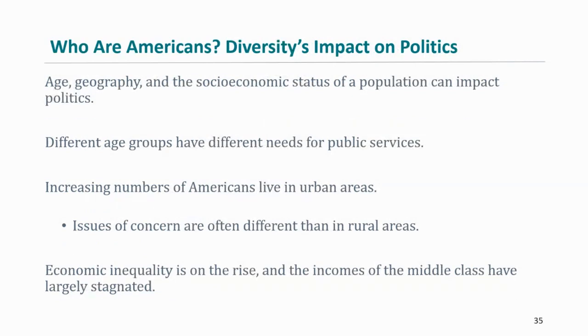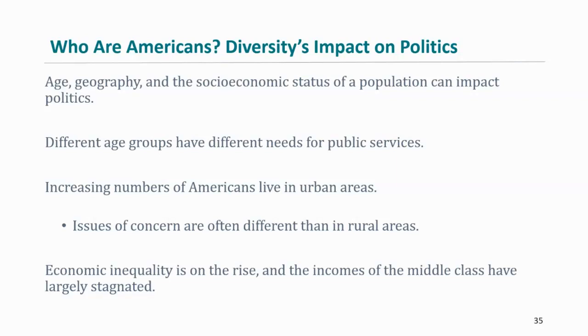So age, geography, and the socioeconomic status of a population can impact politics. Different age groups have different needs for public services. An increasing number of Americans live in urban areas, and issues of concern are often different from rural areas. As well, economic inequality is on the rise, and the incomes of the middle class have largely stagnated, right? So these are some of the major cultural, demographic, and socioeconomic issues that Americans are facing. And a lot of those differences mean that politics are going to be different depending on the region that you live in, right?